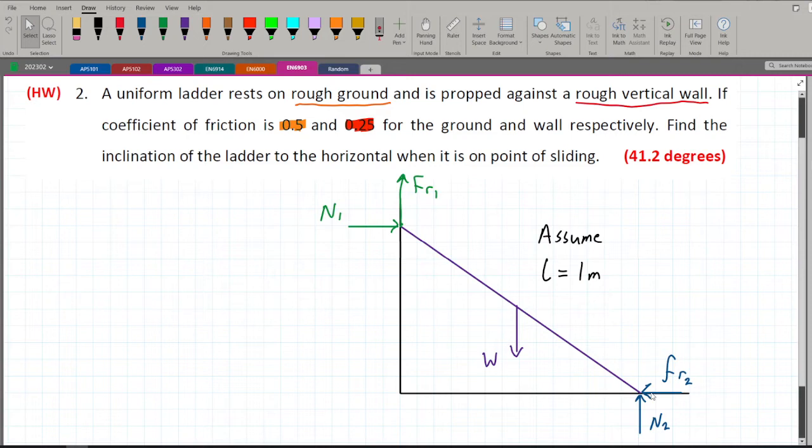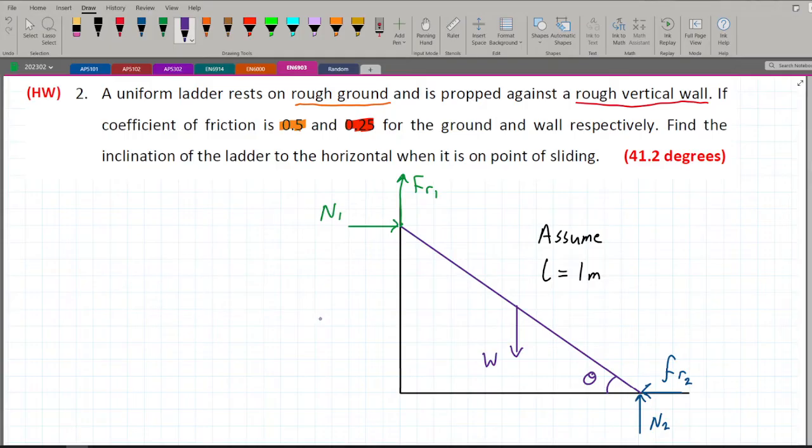We only care about our coefficients of friction, because what we're trying to find is just this angle. We're trying to find the angle over here with the horizontal. We'll call it theta. This is what we are trying to find. So first we have our mu for the wall, mu is equal to 0.25 for the wall. So we can write our equation FR1. Remember that friction, I'm going to use a small f since I always use small f for friction. FR1 is equal to mu times N1.